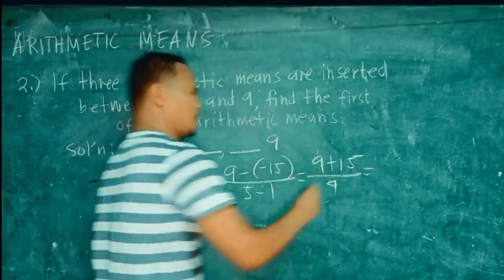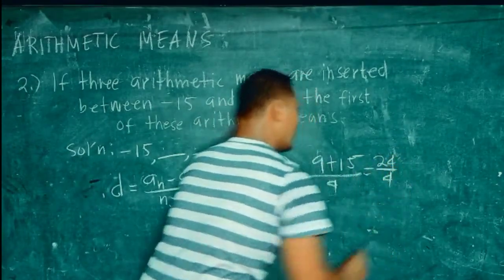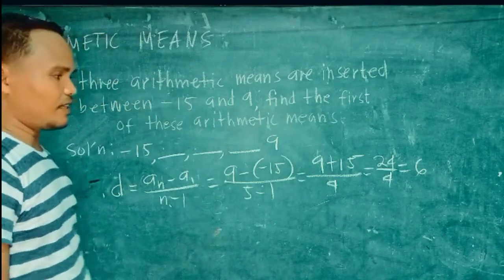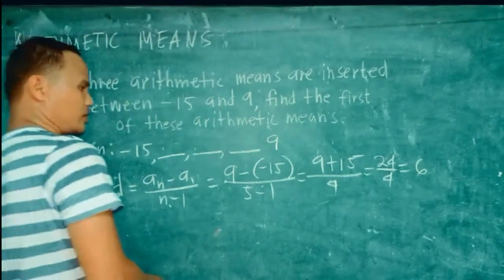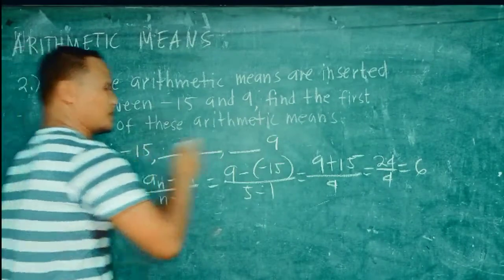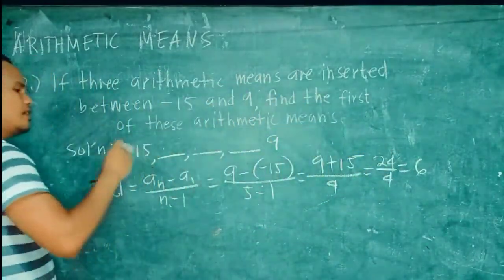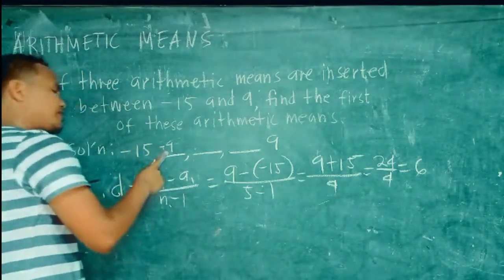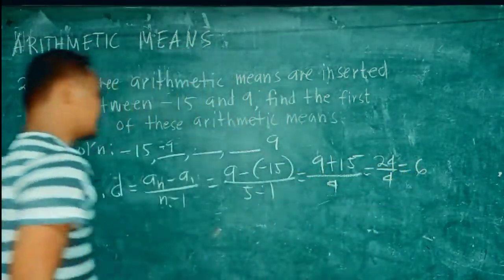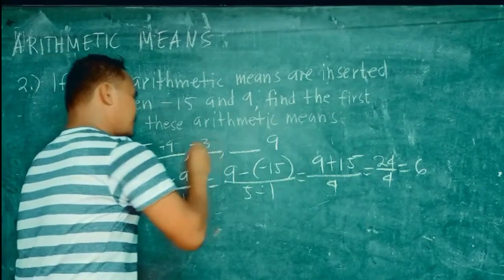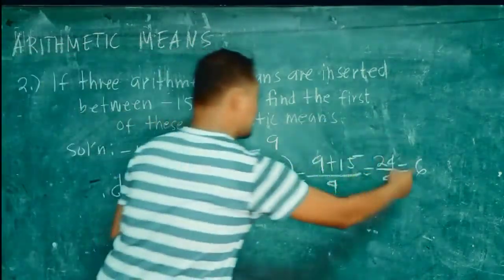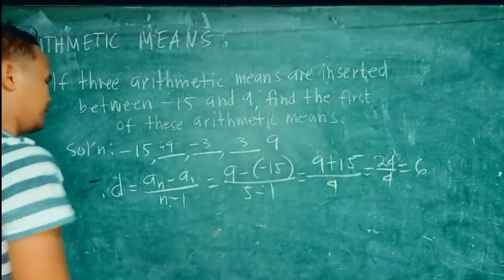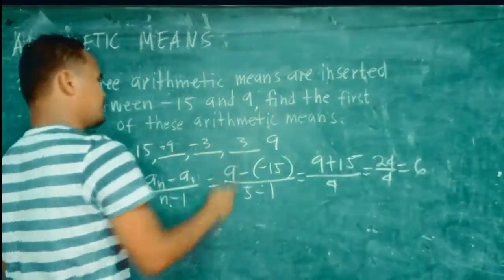So 5 minus 1. 9 plus 15 over 4. And 9 plus 15 is 24 over 4. That is equal to 6. Therefore, the common difference is 6. So, we add 6 each time. Negative 15 plus 6, the result is negative 9. Negative 9 plus 6, the result is negative 3. Negative 3 plus 6 is 3. 3 plus 6 is 9. So, these are the three arithmetic means.